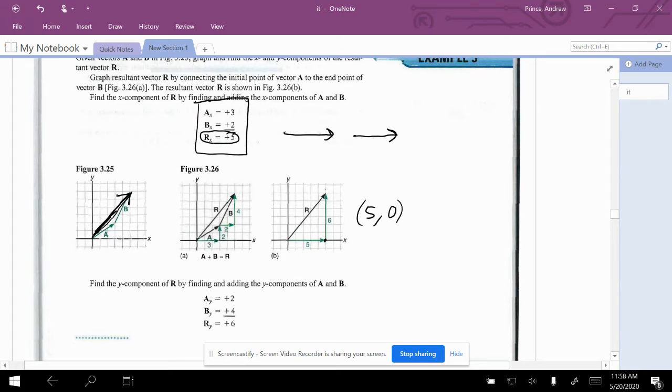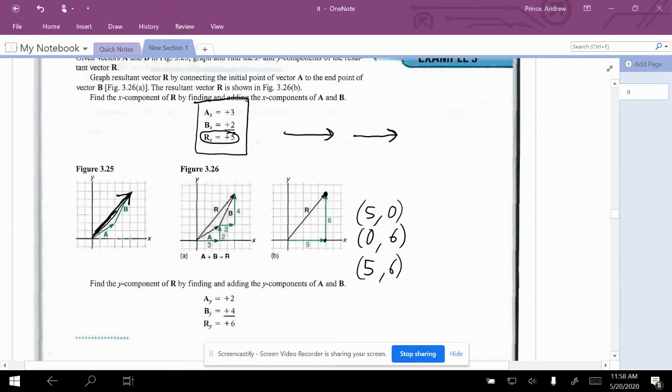This next vector has its complete own set. So it's going to have a 0 movement on the x and a 6 movement on the y. And when we add those 2 together, 5 plus 0 is 5, 0 plus 6 is 6, we're going to get the resulting vector coordinate here.